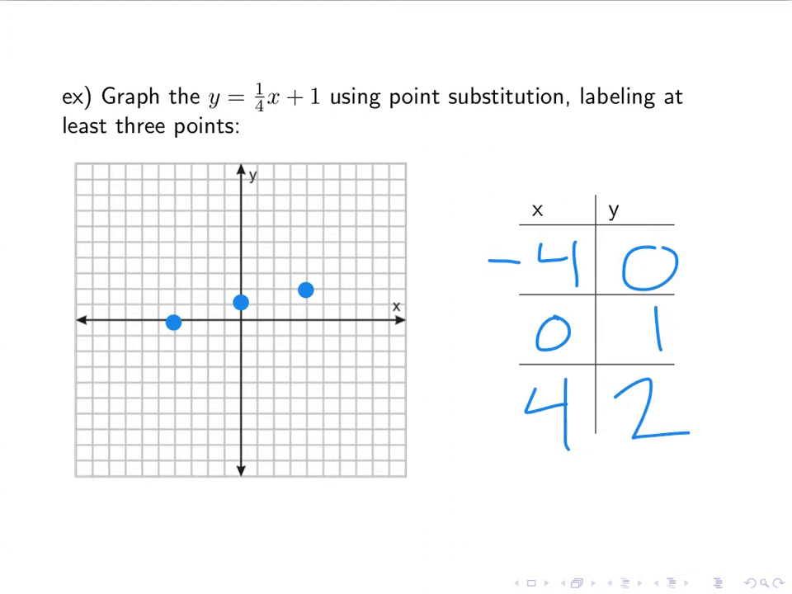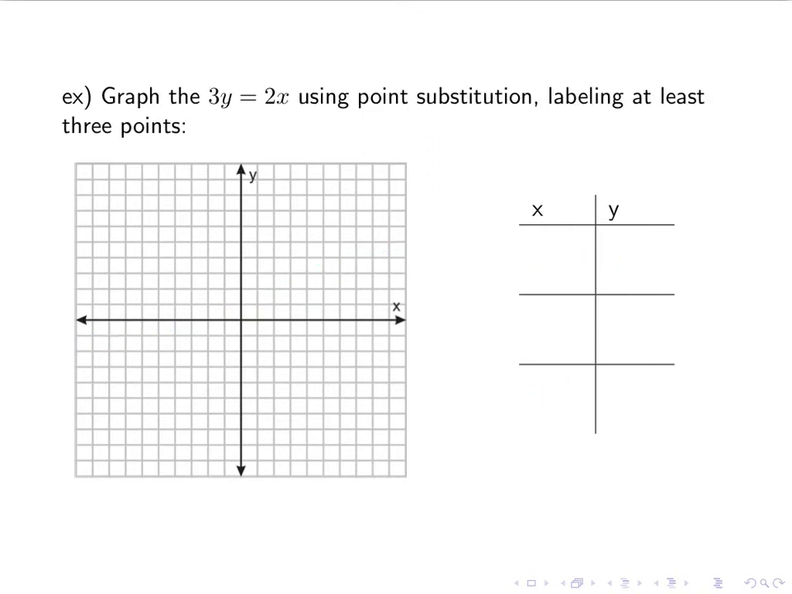And then I look at those and I say that's a fairly nice straight line, and then connect it with a line. Again, they're off a little bit, but that's okay. It's close enough. So now we have 3y equals 2x.